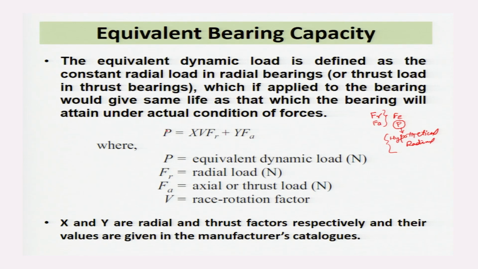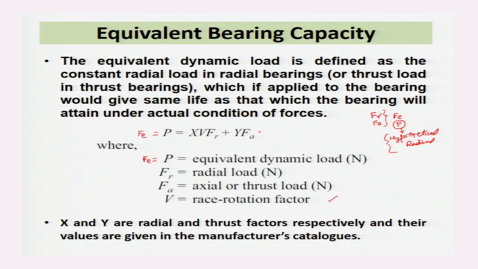So the equivalent load P or Fe is given as X V Fr plus Y Fa, where P or Fe is the equivalent dynamic load in Newtons, Fr is the radial load acting on the bearing, Fa is the axial or thrust load acting on the bearing, V is the race rotation factor. It depends on whether the inner race is rotating or the outer race is rotating, and X and Y are radial and thrust factors respectively, and their values are given in the manufacturer's catalog.